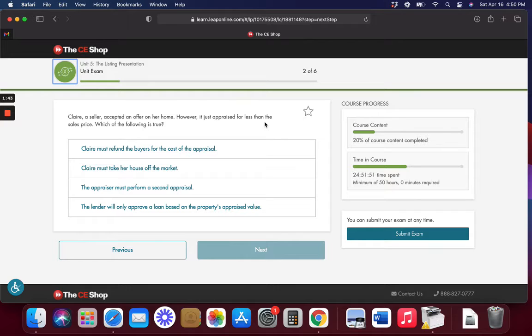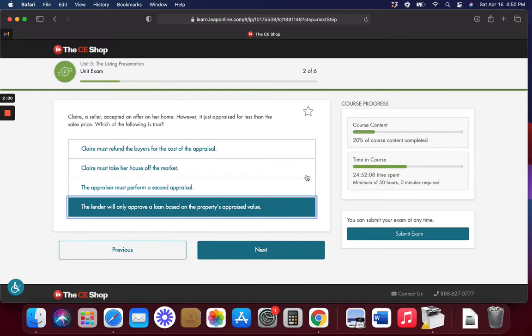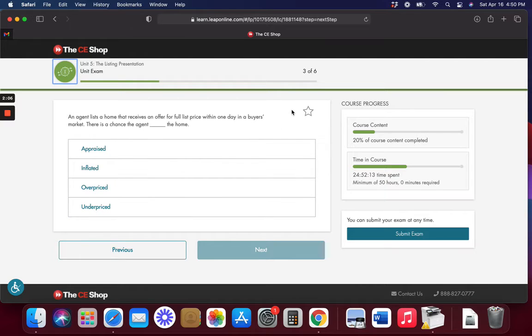Okay. Claire, a seller accepted an offer on her home. However, it just appraised for less. Which of the following is true? We talked about this, okay? The lender will only approve the loan based on the property's value. So, that's true. She doesn't have to take the house off the market unless she wants to. But normally you would try and go talk to the appraiser and explain to them why they need to raise the value if necessary.